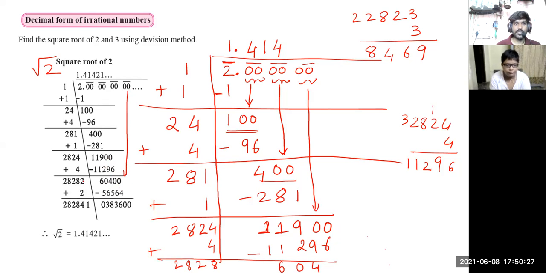So 0, 0. And then again 2 is multiplied. And this step can go on and on. So if you see, there is no pattern. Nothing is recurring. Nothing is repeating.